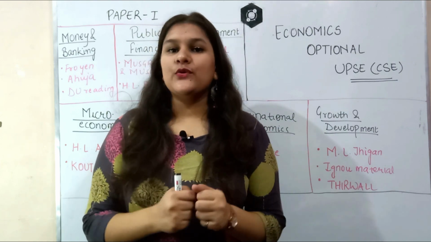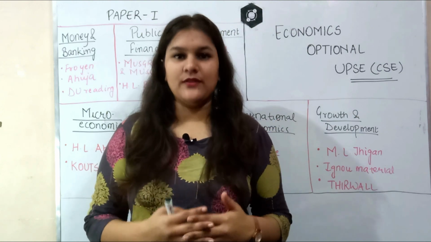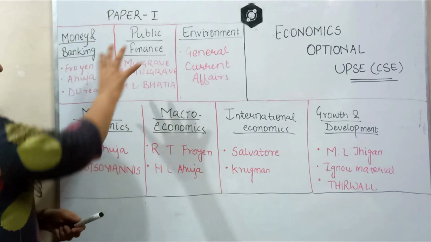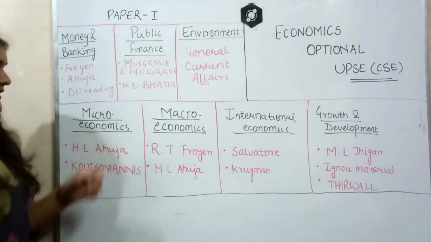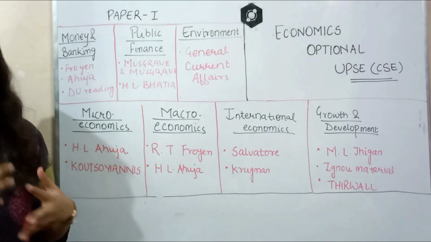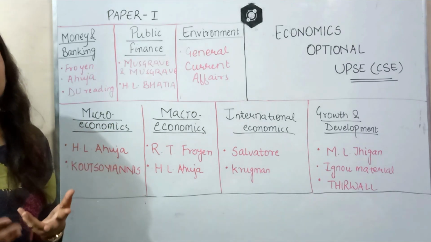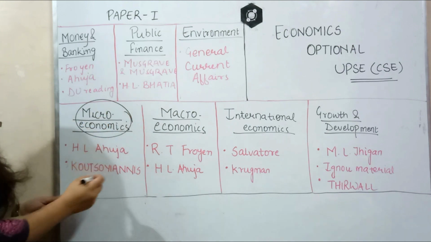So in today's video we will simplify the book list for economics optional, both paper 1 and paper 2. So let's start. Suppose you have all these subjects in paper 1. The first subject is microeconomics. As we all are aware, microeconomics is the study of individual producers and consumers. In microeconomics, actually two books are referred.